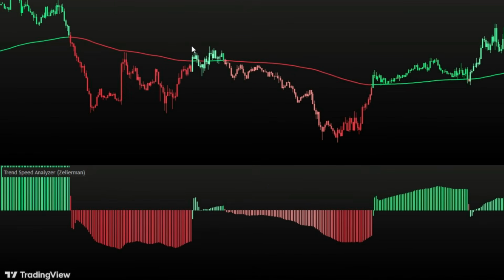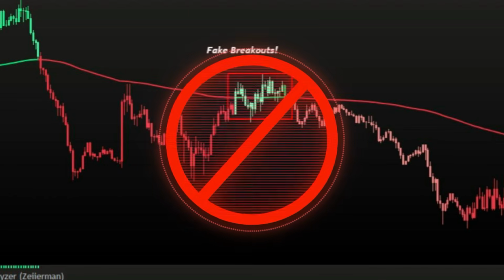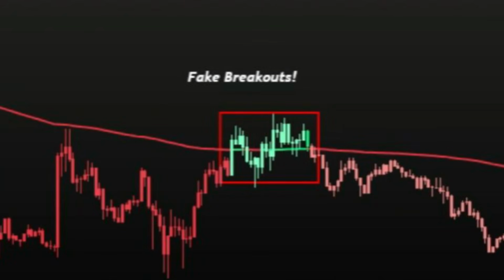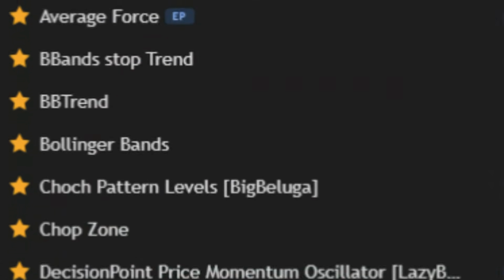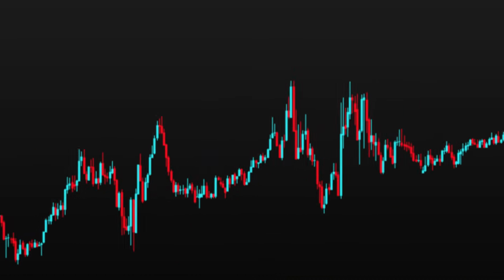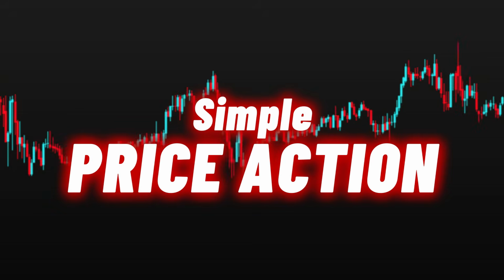The next point is something every trader faces: fake breakouts, those annoying traps that make you think a massive move is coming. And then boom, your stop loss gets hit before you even sip your coffee. Now here's the thing, fake breakouts are totally normal. But we're not gonna panic or add 5 more indicators to fix it. We're gonna use basic price action. Simple, clean, and effective. Here is how.